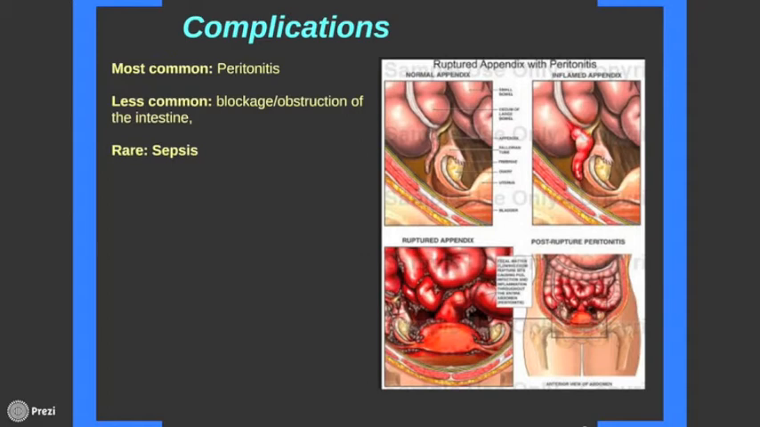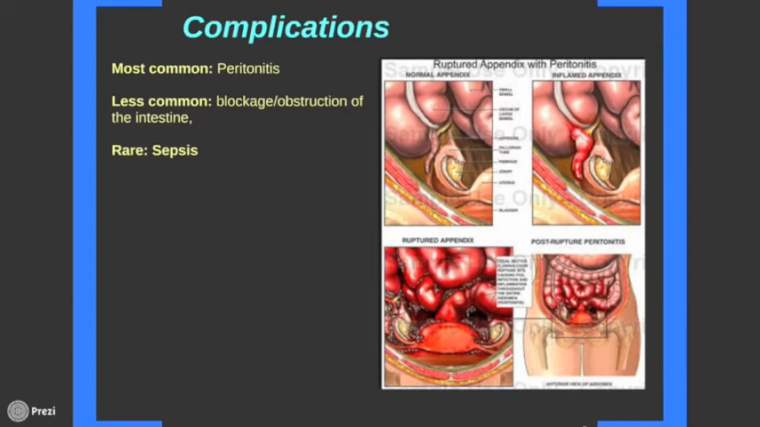A less common complication resulting from an untreated appendicitis is blockage or obstruction of the intestine caused by the inability of intestinal muscle to contract due to the inflammation surrounding the appendix. This may often lead to vomiting once the space above the blockage becomes filled with liquid or gas.